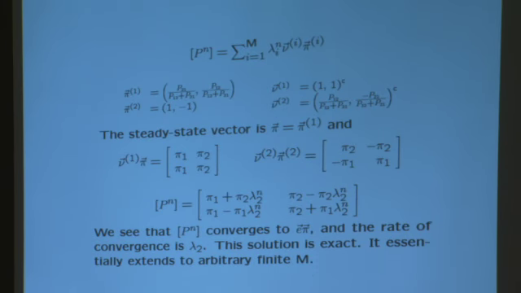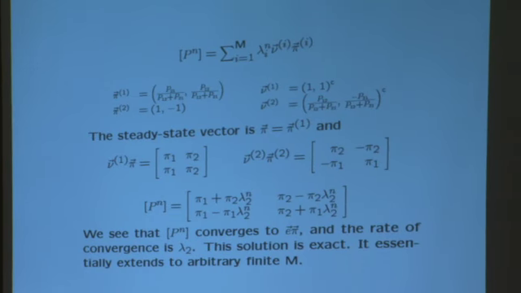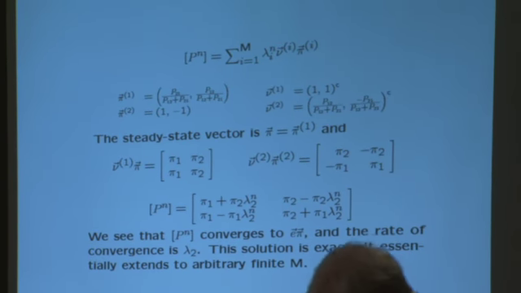Before, when we analyzed what happened to P to the n, we saw that we converged, but we didn't really see how fast we converged. Now we know how fast we converge. The rate of convergence is the value of this second eigenvalue here. Okay, and that's a pretty general result. You converge like the second largest eigenvalue, and we'll see how that works out.